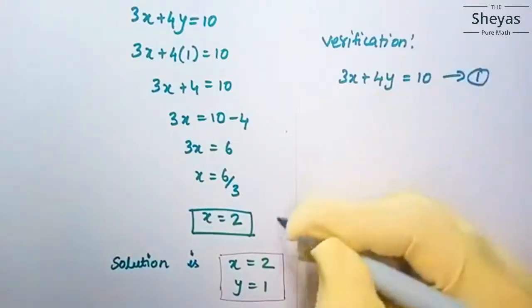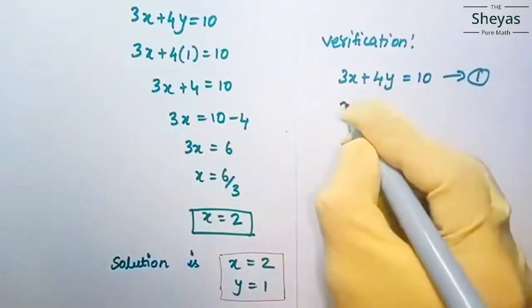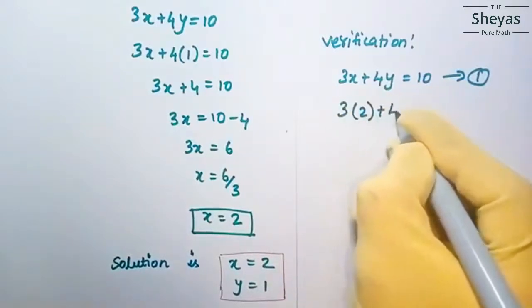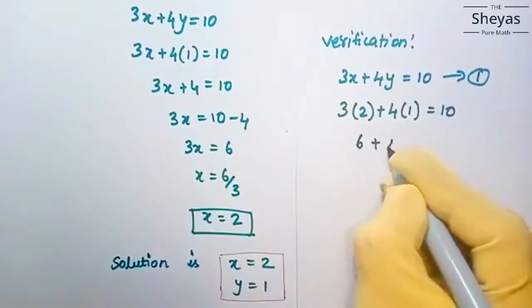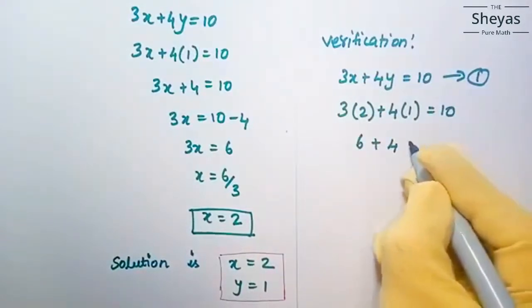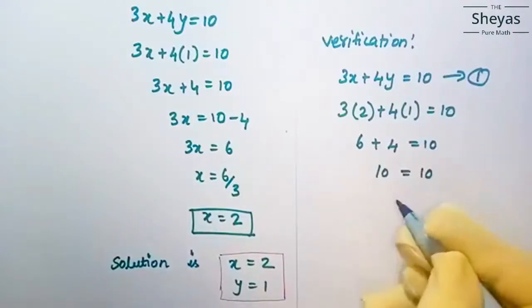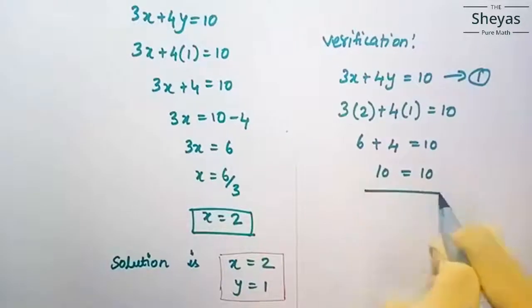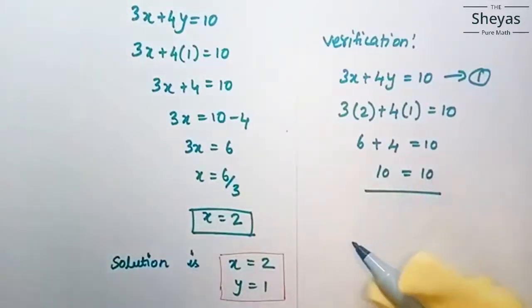So what I am doing is substituting x is equal to 2 and y is equal to 1 in this. So 3 into 2 plus 4 into 1 is equal to 10. 3 2s are 6 plus 4 into 1 is 4 is equal to 10. 6 plus 4 is equal to 10. So 10 is equal to 10. Now we are getting the same value on both sides. Thus verified. So x is equal to 2 and y is equal to 1 is the solution of these two linear equations.